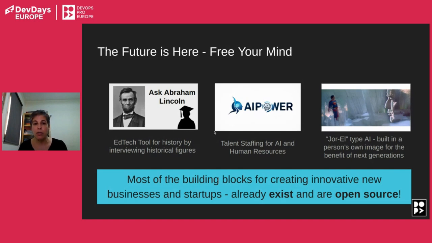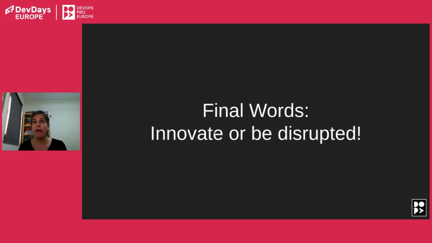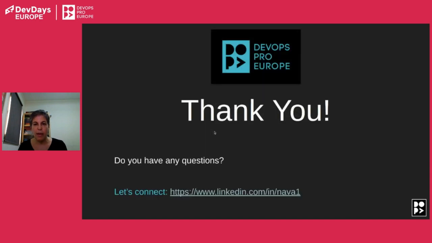Most of the building blocks for creating innovation and new business startups already exist, and most of them are open source. So my final words here are: innovate or be disrupted. In order not to be disrupted, we have to innovate fast. And this means not just creating cool demos, but also deploying them to production, so users will be happy with them. So that concludes my presentation.